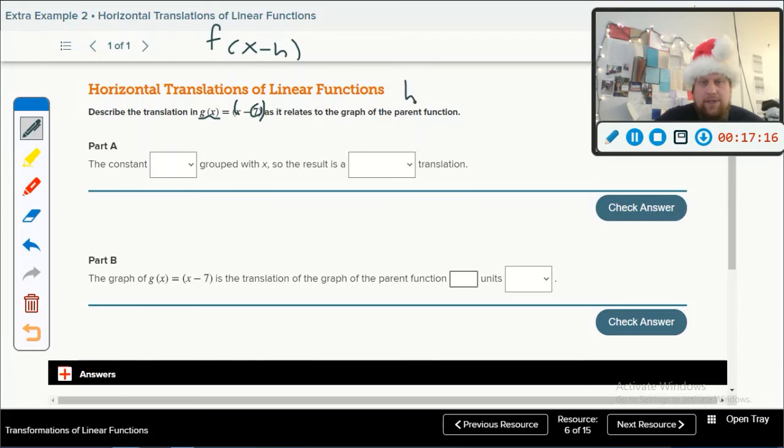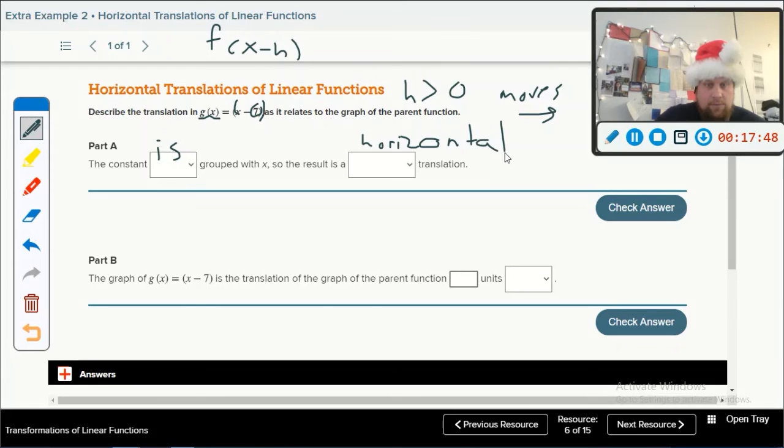So if h is greater than 0, that moves to the right. Because of that, the constant is grouped with x. So the result is a horizontal translation. Remember, if it's grouped, it's horizontal.